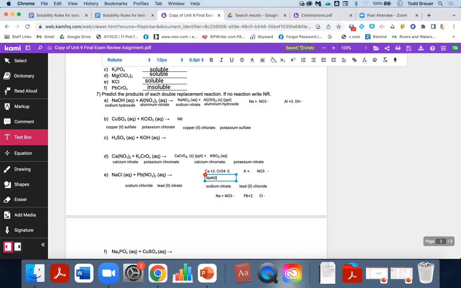NaNO3. That chemical is soluble in water, so we give that the aq symbol. Pb, but now we're going to need 2 chlorides, right? That chemical is not soluble in water, so we give that either the s or the ppt symbol. And there's our products for that particular example: sodium nitrate and lead-2 chloride.